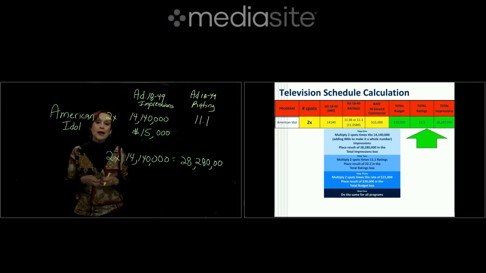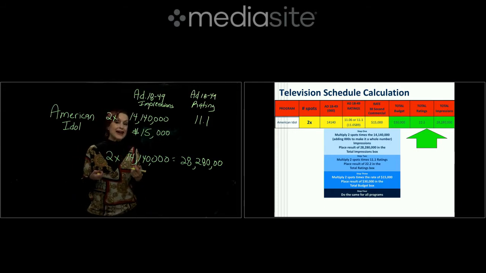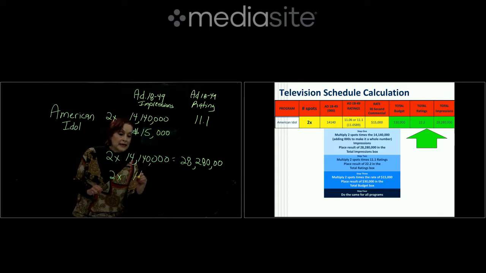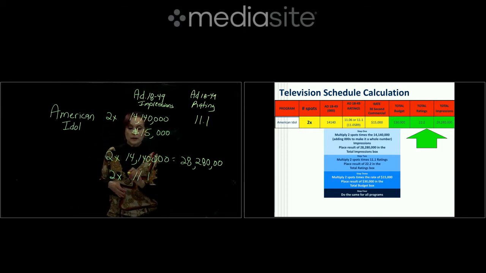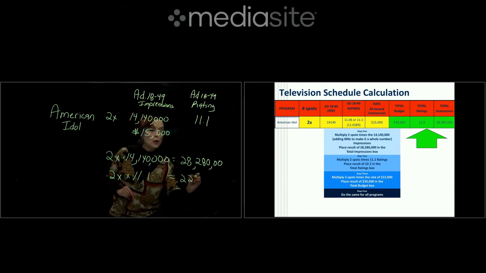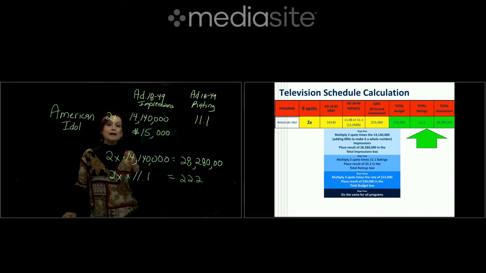Now, step 2, calculating the total delivery for ratings in this schedule. We're staying with American Idol. Now here, you're going to multiply the 2 spots times the 11.1 rating for each spot. So this is a multiplication. How many ratings are we delivering for those 2 spots where each one is worth 11.1? It is 22.2. So now here you place the total in the box across and under total ratings or TRPs column.